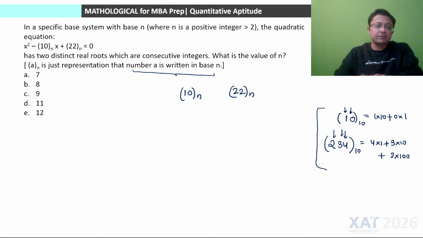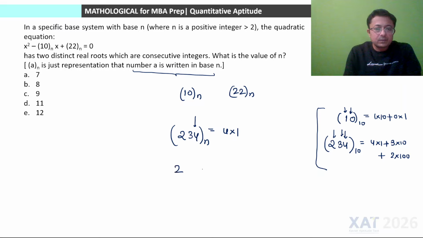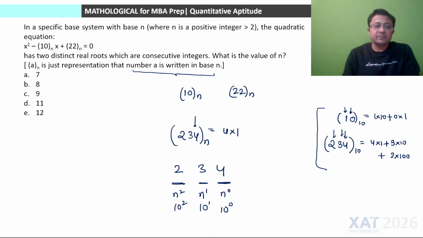So similarly, you have to convert these things in base n also. If there is a number 234 in base n, that implies the unit digit is 4, so the value of 4 will be 4 into n to the power 0, the next digit is multiplied by n to the power 1, and this one is multiplied by n to the power 2. Just like in base 10 we do 10 to the power 0, that is 1, 10 to the power 1, that is 10, 10 to the power 2, that is hundreds. So we have the hundreds digit, the tens digit, and the single unit digit.